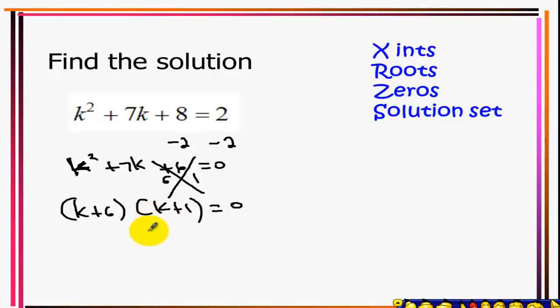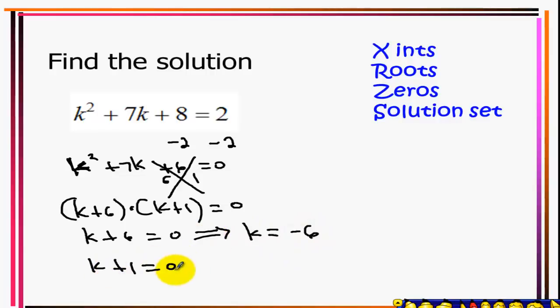From here, we will be able to find the solution by using our zero product property. If the product is 0, it means that one of the factors will be equal to 0. So it is possible that k plus 6 is equal to 0. It means that your k will be equal to negative 6, or k plus 1 is equal to 0, meaning your k is equal to negative 1. So your solution set, or your x-intercepts, or your roots or zeros will be negative 6, negative 1.